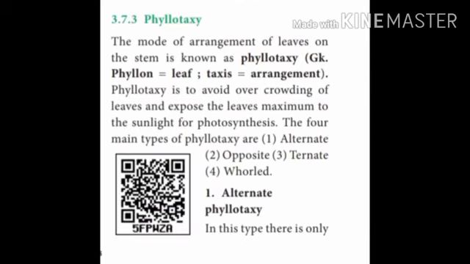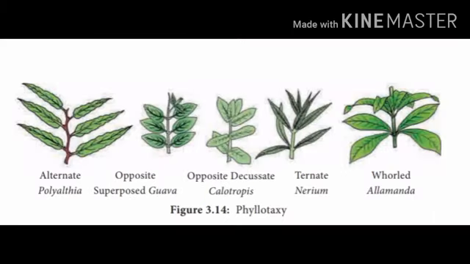The next topic would be phyllotaxy. The arrangement of leaves on the stem is called phyllotaxy. We'll see it is of four types: alternate, opposite, ternate and whorled. In the first picture you can find one leaf in a node. So it is called alternate. Only one leaf is there in one node, and the next leaf is in the next node. The first is alternate.